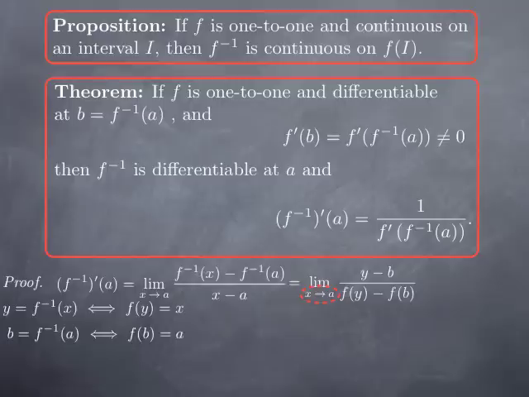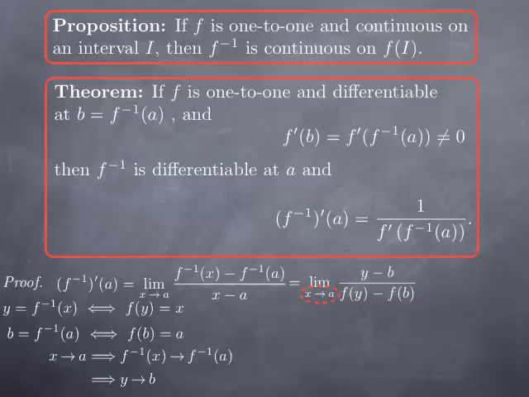But this is not too much of a problem, because if x is approaching a, then because the function f is differentiable, it's in particular continuous, and therefore the inverse function is also continuous. So if x is approaching a, f inverse of x is approaching f inverse of a by continuity of f inverse. But f inverse of x is nothing but y, and f inverse of a is nothing but b. Therefore, we have that if x is approaching a, y is approaching b.